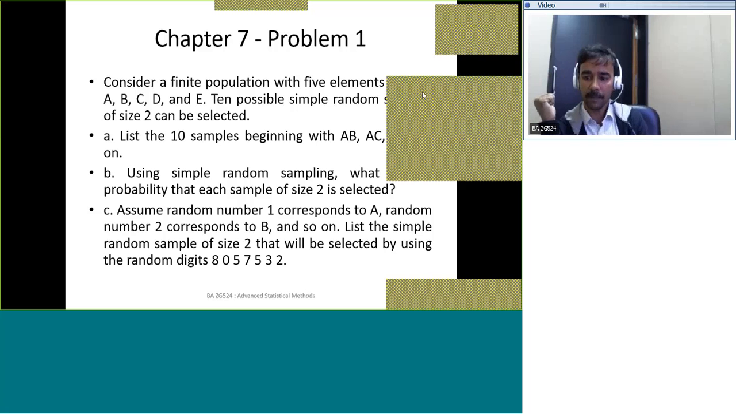Is it correct? Yes. That's why we are discarding 807. Correct. We were given these numbers, but we don't want this because there are no people corresponding to 807, so we are discarding them.